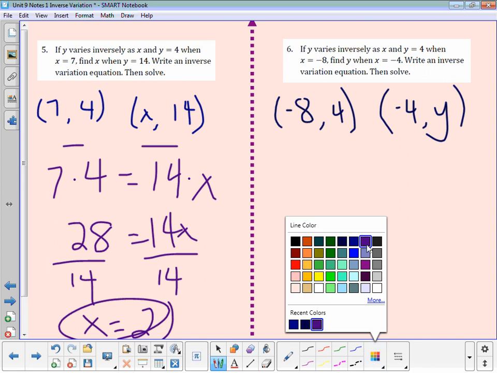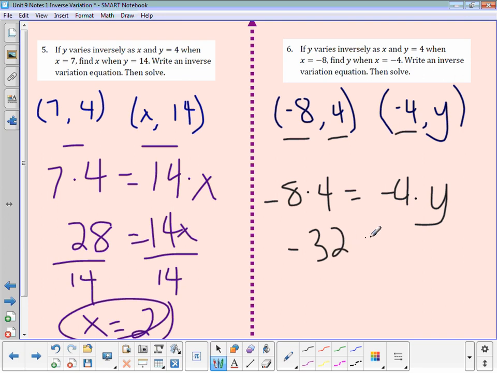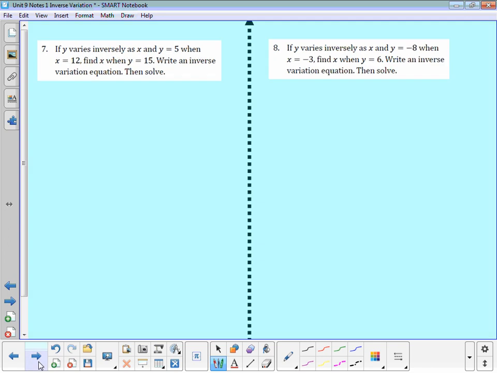So what we want to do next is multiply. Negative 8 times 4 is equal to negative 4 times y. Again, we're just multiplying the things in the parentheses together. Negative 8 times 4 is negative 32, and that's equal to negative 4y. Now I'm going to solve that for y. Divide both sides by negative 4. Divide a negative by a negative, it's positive. Negative 32 divided by negative 4 is 8. So y is equal to 8.